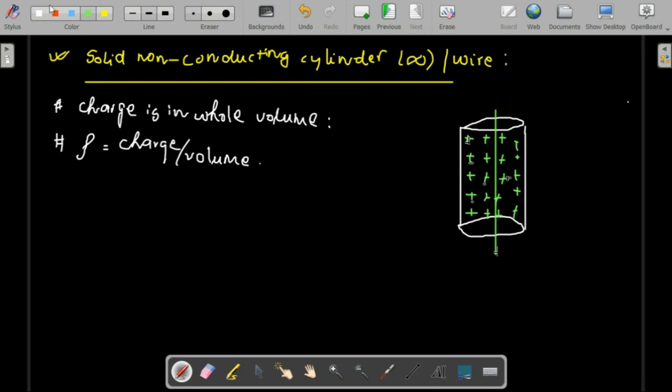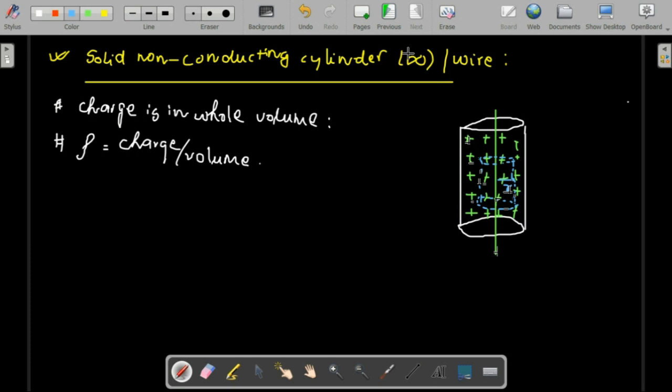So for inside, let's say I'm taking a point here at a distance r. For this again I have to draw a cylinder which is imaginary. So we will draw an imaginary cylinder symmetric about the axis. On this side it's r, that means on the other side also it's r. So this is my cylinder which is inside.